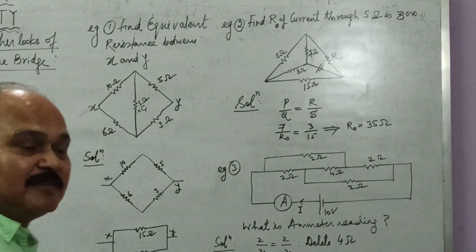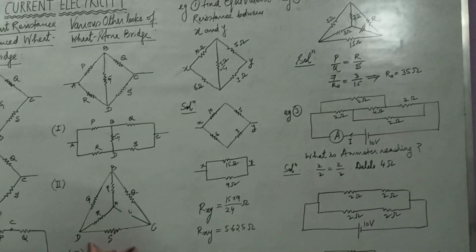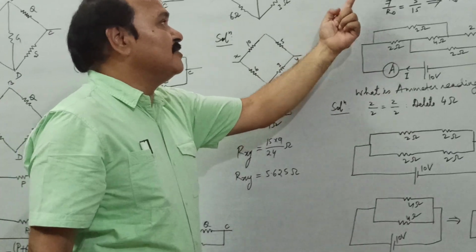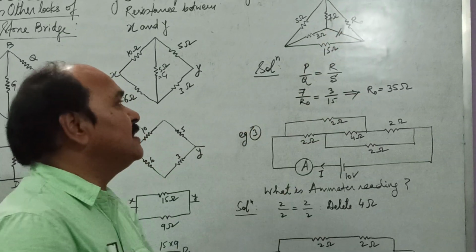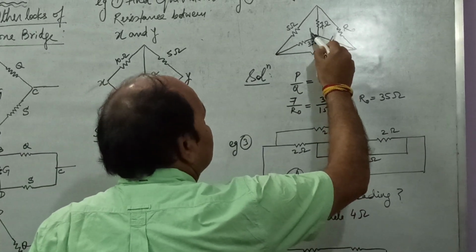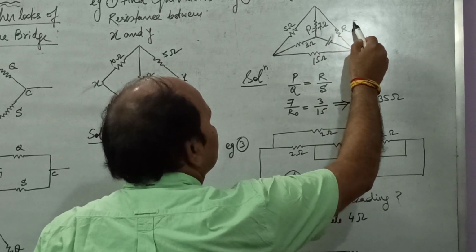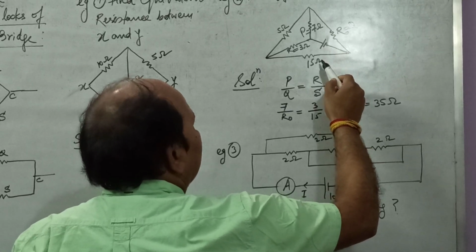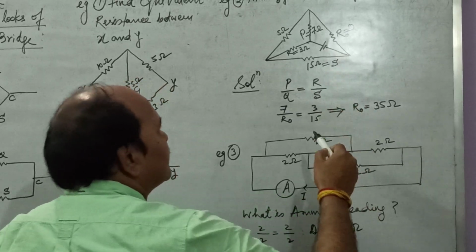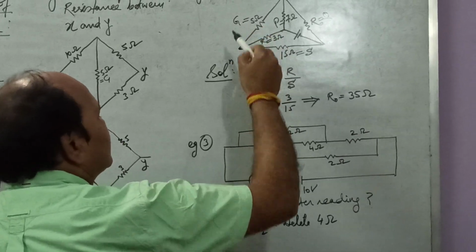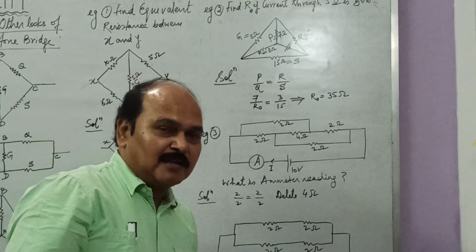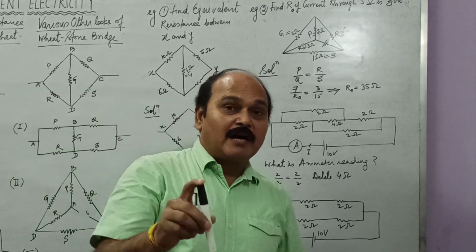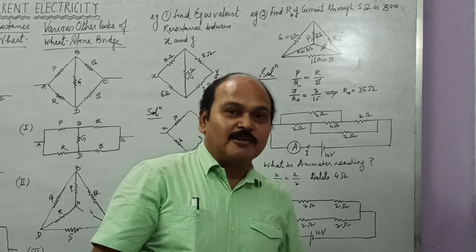So it is a Wheatstone bridge, because this is one of the various looks of the Wheatstone bridge. This is P of your Wheatstone bridge. This is Q of the Wheatstone bridge. This is R of the Wheatstone bridge, and this is S of the Wheatstone bridge, and this is going to be G of the Wheatstone bridge. So if you are able to identify a given network as a Wheatstone bridge, that means you are able to identify P, Q, R, S and G in the network.